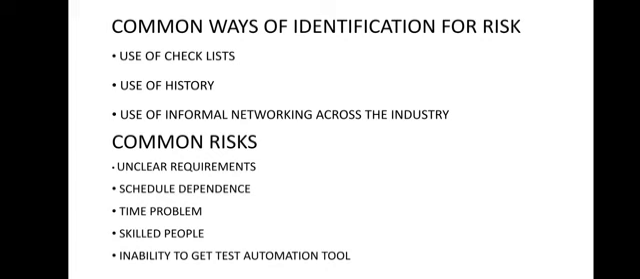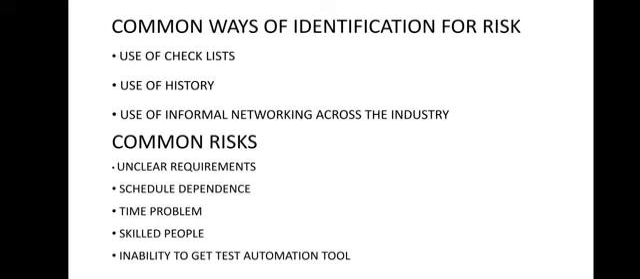When we talk about risks encountered in testing projects and their characteristics, what things could be influencing a risk? You can see some points here. The first point is, if the requirements are unclear, risk will be there. If the schedules are dependent, that means the dependency is a lot. You are completing one task and the second task is dependent. If the first one is not completed, it is going to influence the second one. Then there will be a risk.